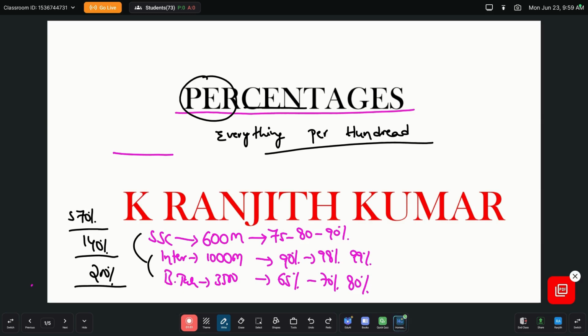Okay, percentage is always per 100. India's population, 160, 180 crores, that is also 100 percentage. MBSR total strength is also 100 percentage. And again CSC block, 100 percentage. Class A, total 60 members is also again 100 percentage. Boys and girls total 100 percentage. Okay. Everything we need to calculate per 100. Percentage is nothing but per 100.